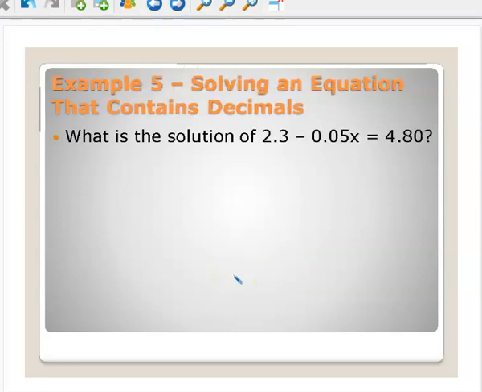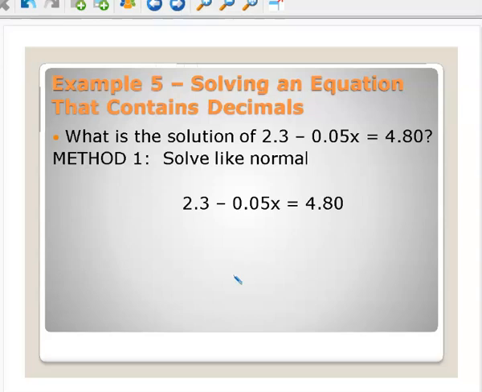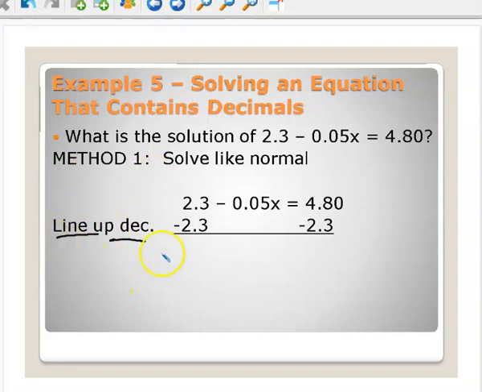Okay, what about decimals? There's also two methods here, although because of having the use of calculators, I'm not so sure that the second method is as useful, but let's go ahead and look through the first one. We'll just solve it like we normally would. Okay, just treat them like regular numbers using your calculator. We'll subtract the 2.3 from each side. Just remember, line up your decimals.